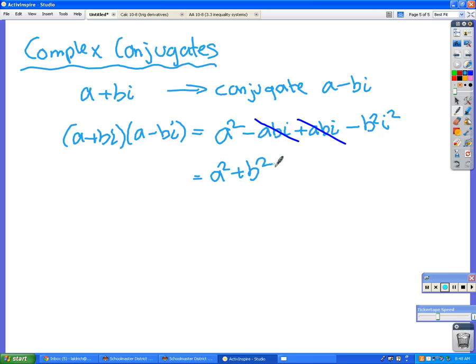Okay, so that is an easy way to get rid of the imaginary part of a complex number. Oh, he was talking about the Pythagorean theorem, but we don't need to get into that.